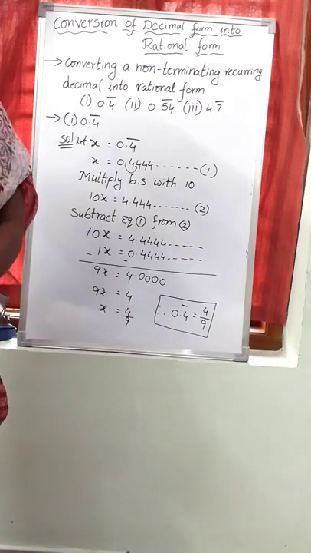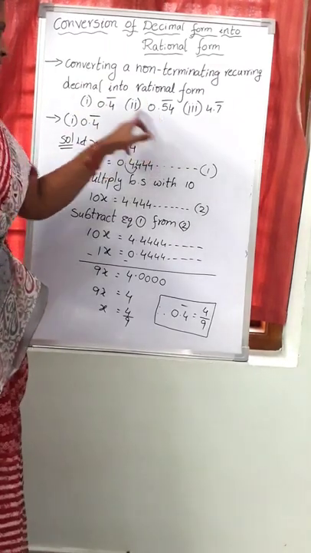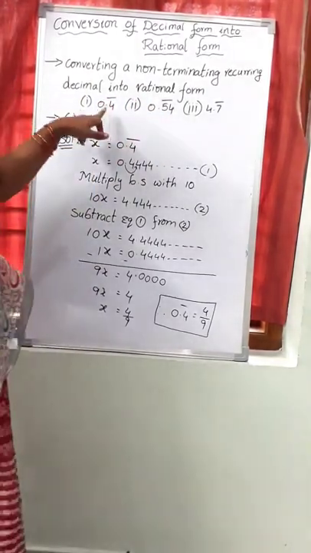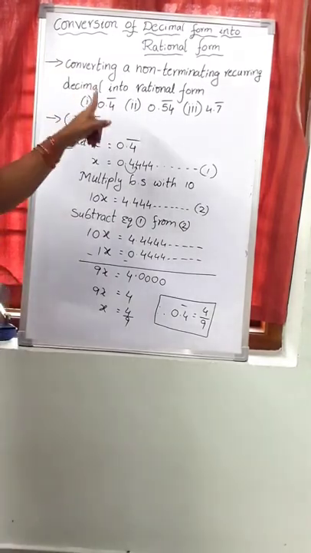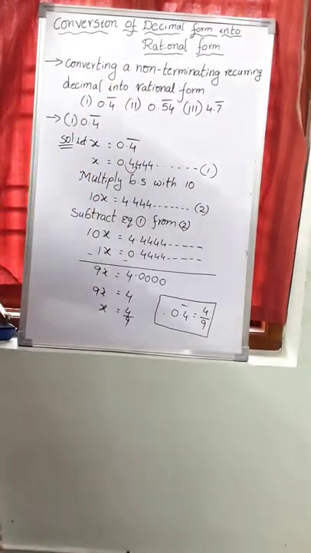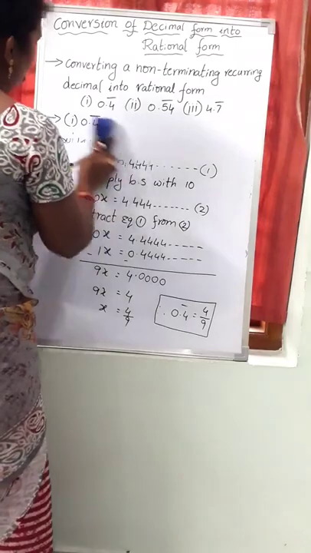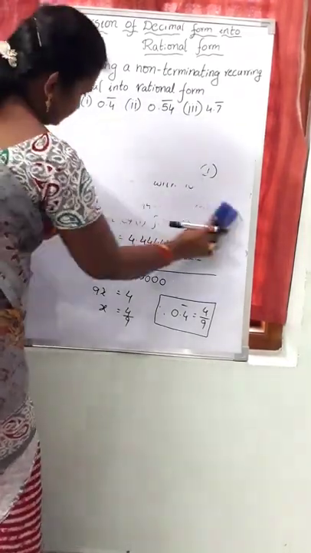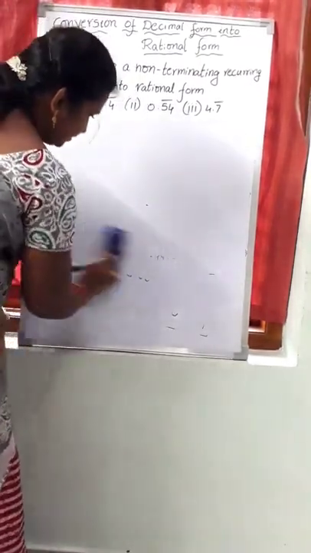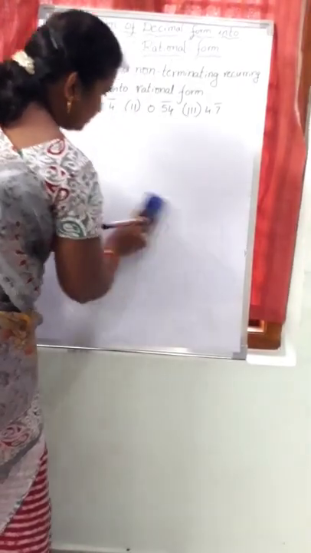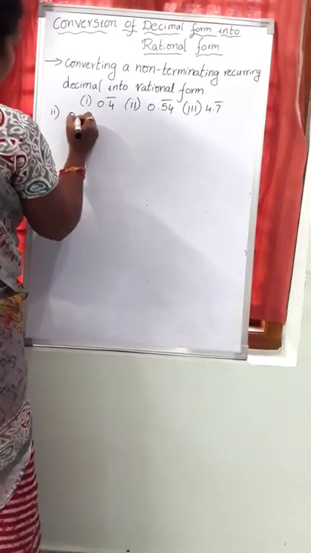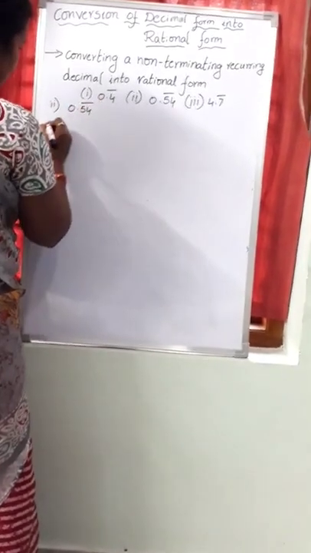Okay, understand? So now see the second example. Here what is the variation between the first example and second example? In the first example the periodicity is 1, but here the periodicity is 2. See how to do. If the periodicity is 2, how to do the question? This is the second example we are doing now. The procedure is same.